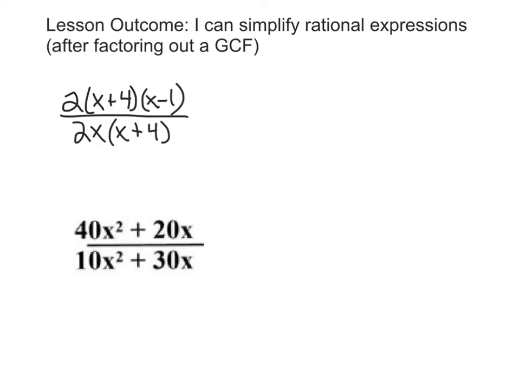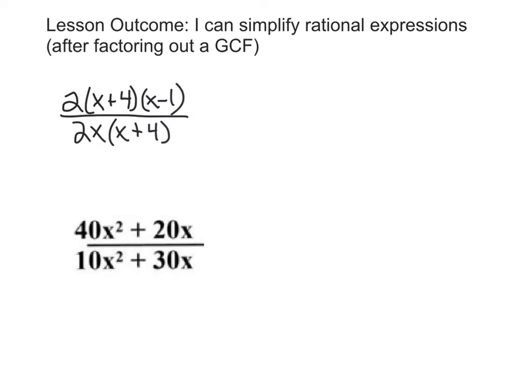The lesson outcome for this video is, I can simplify rational expressions after factoring out a GCF. So, in the previous lesson, we talked about how we can cancel things that are in the numerator and the denominator as long as they are common factors. So if you look at this first example, this is similar to the previous lesson.